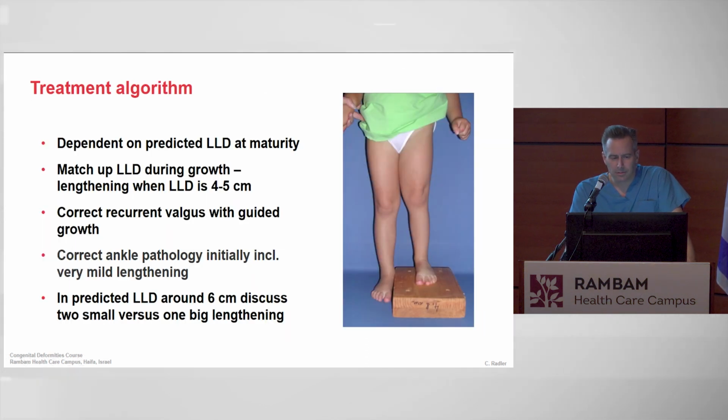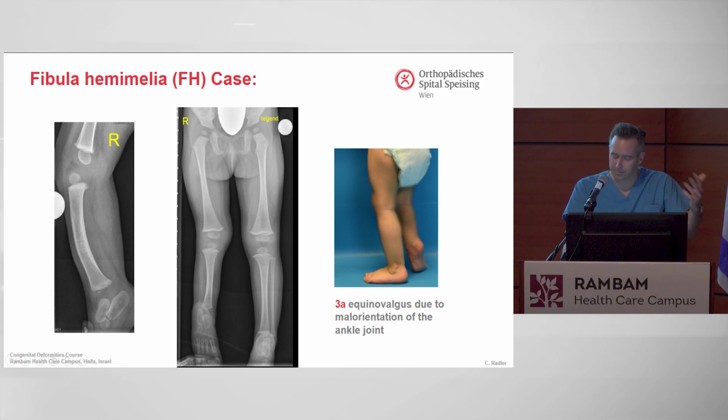So, regarding the treatment algorithm for fib hemi, again, it depends, of course, on the leg length discrepancy at maturity. We want to match up the leg lengthening during growth. So usually we do the first lengthening when the discrepancy is 4 to 5 centimeters. We need to correct the recurrent valgus, and we use guided growth for that. And we need to correct the ankle pathology. This depends. We can do it initially, and we include a very mild lengthening. And of course, an epiphysiodesis of the contralateral side is also something to consider.